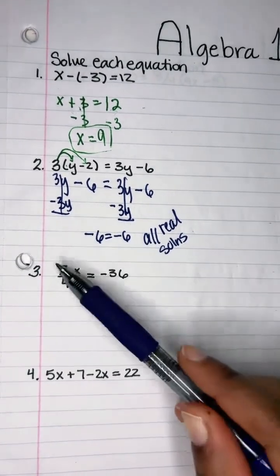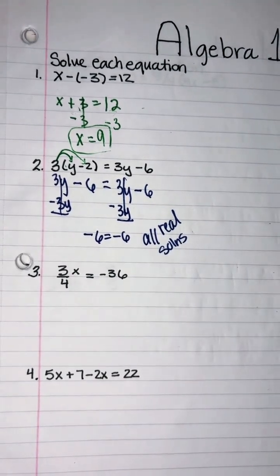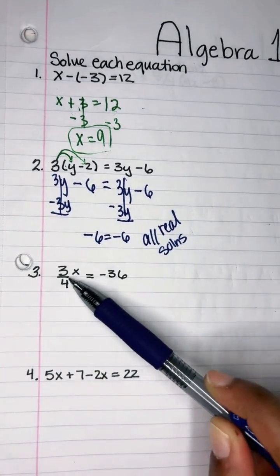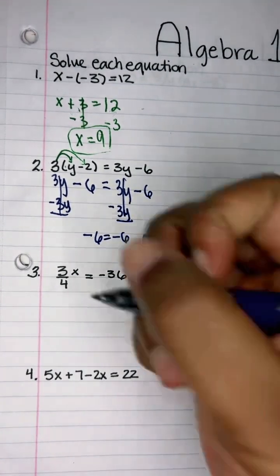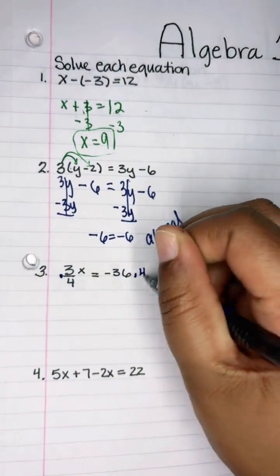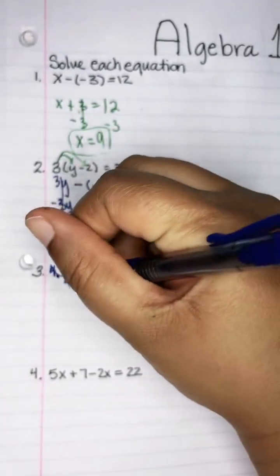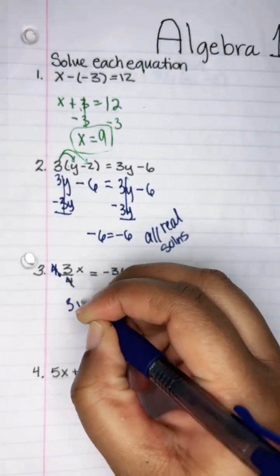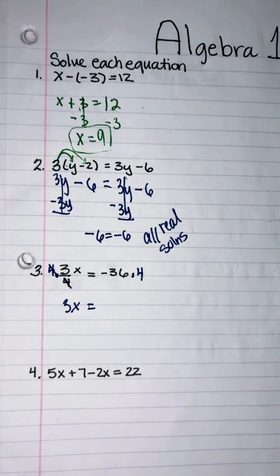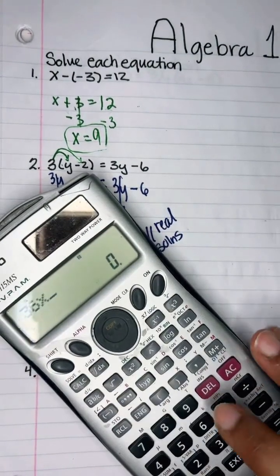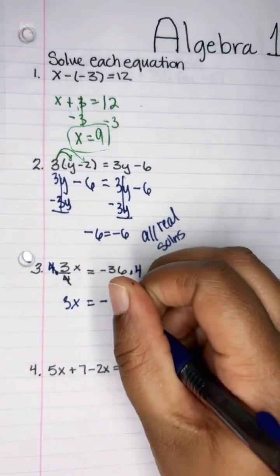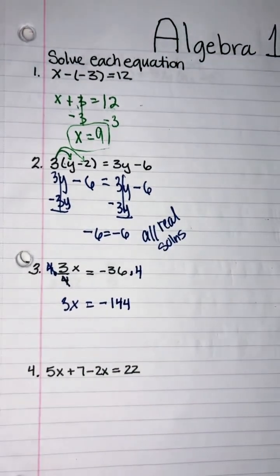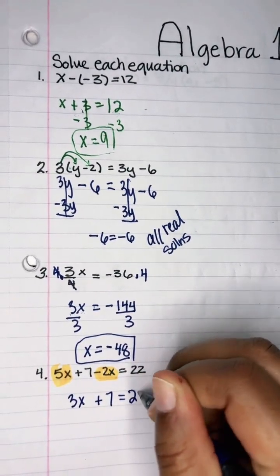Okay, so let's go to number 3. We have 3/4 x equals negative 36. We want to get rid of this 4 in the bottom. And since we want to do the opposite of division, we want to multiply both sides by 4. This cancels, and so we have 3x equals, and then we're going to take out our calculator, 36 times 4 is going to give us 144, but negative, don't forget your negative, and our plus 7 equals 22.